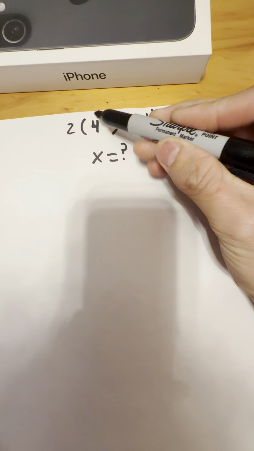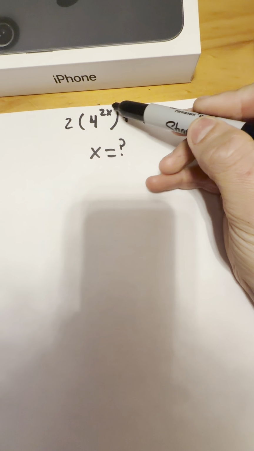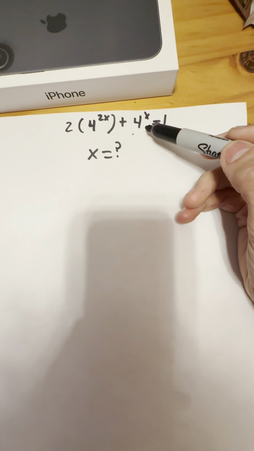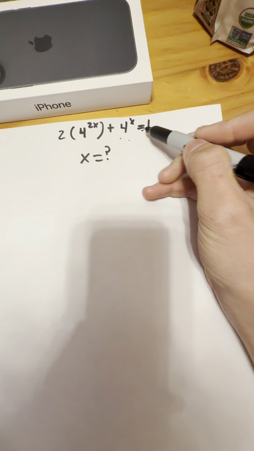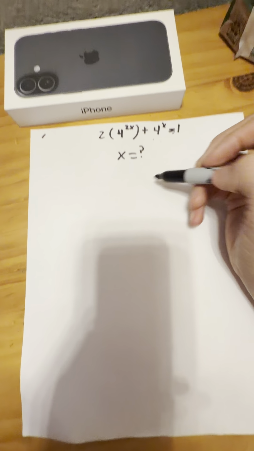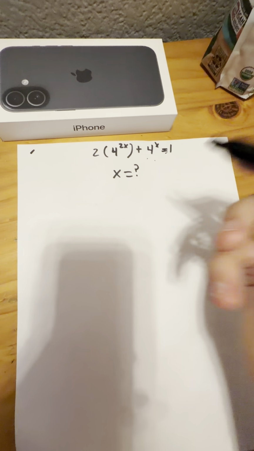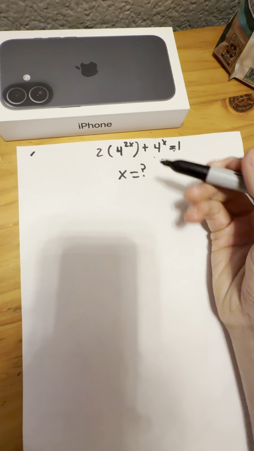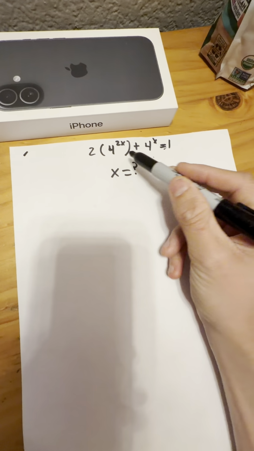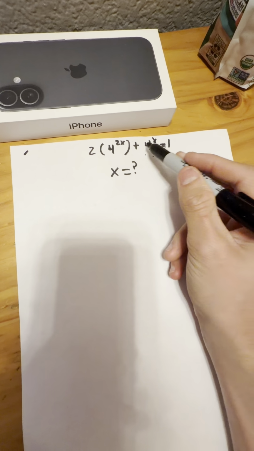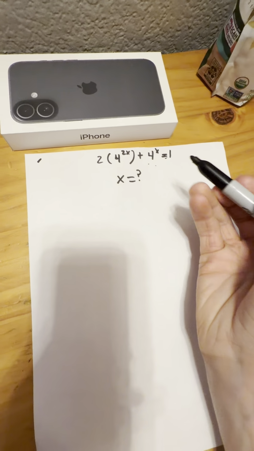All right, here we got the problem: 2 times, parentheses, 4 to the power 2x plus 4 to the power x, is equal to 1. What is x? All right, this may look whack, it is kind of whack. The first step we're gonna do is simplify it, these 4 to the x, 4 to the 2x down.